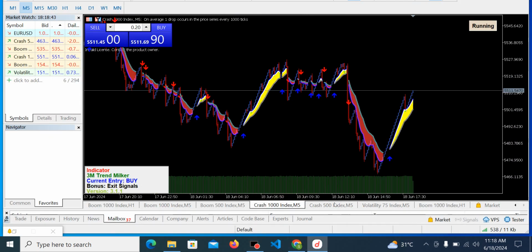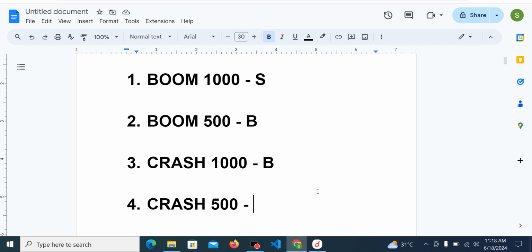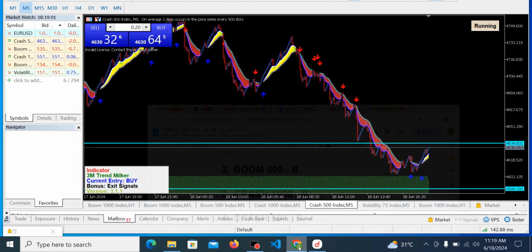Next asset is going to be Crash 500. So this is Crash 500. It started a downtrend right from this resistance zone, and of course it has gotten to this support zone. It has not been able to break out below it, so it started a buy trend right from there, and of course it is still buying. So we should take note of that. That is going to be giving us more of a buying opportunity than a selling opportunity.